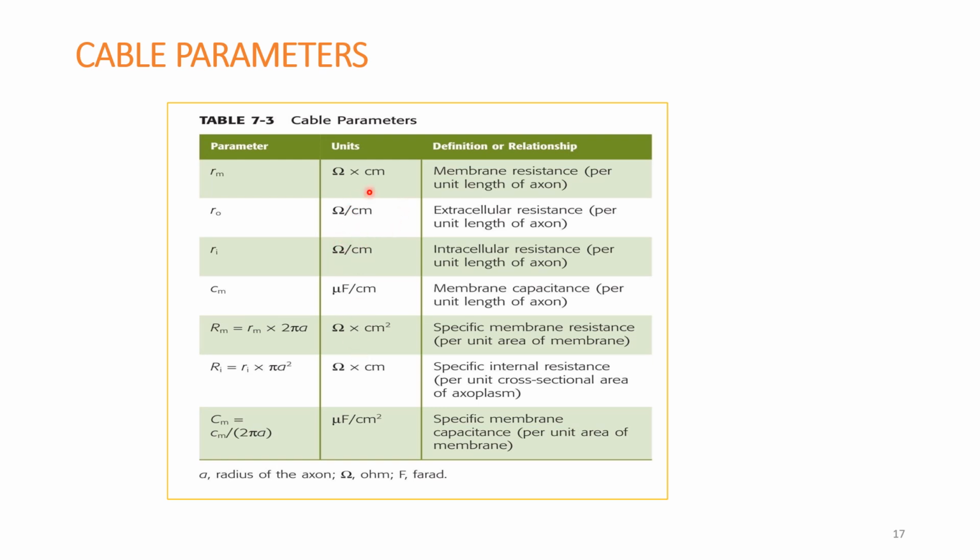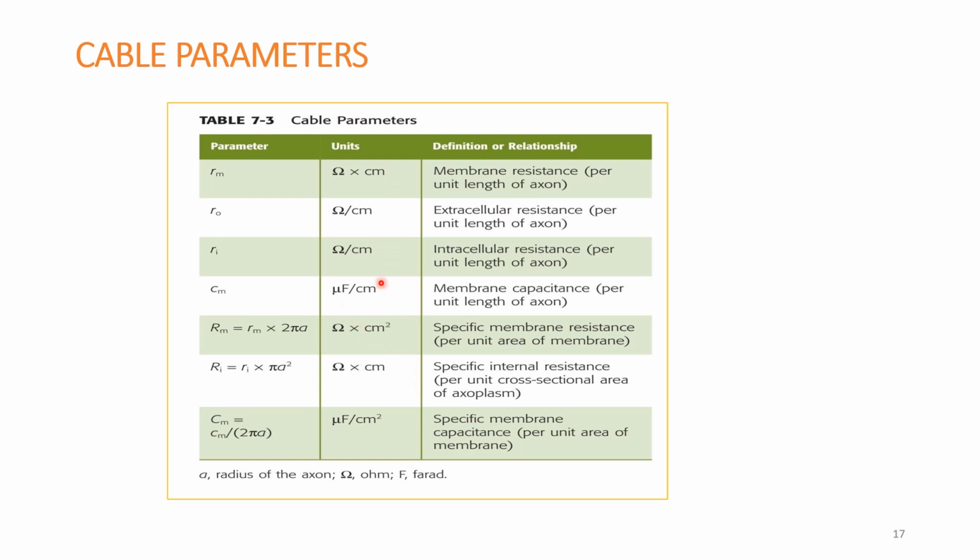Ohm per centimeter, actually. This much is the resistance. Resistance is measured in ohm per centimeter. F is the Farad, so capacitance is measured in Farads. It is measured in microfarad per centimeter square. So here it is microfarad per centimeter.